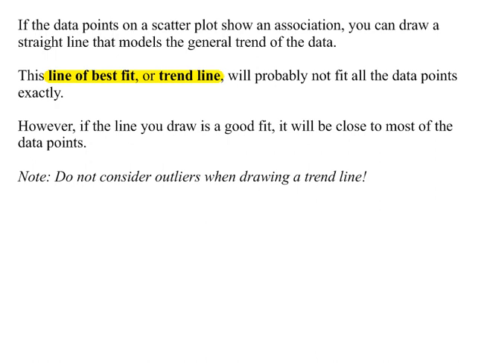If the data points on a scatter plot show an association, you can draw a straight line that models the general trend of the data. This line of best fit or trend line will probably not fit all the data points exactly. However, if the line you draw is a good fit, it will be close to most of the data points. Note, do not consider outliers when drawing a trend line. It's important for us not to consider an outlier because an outlier is a special case, and a special case doesn't happen all the time.